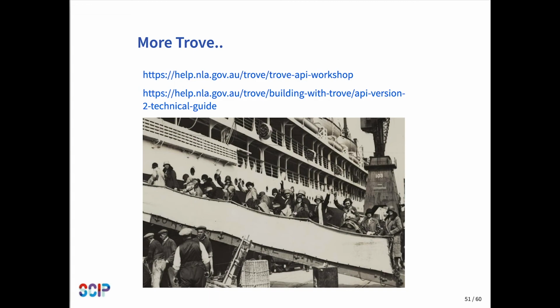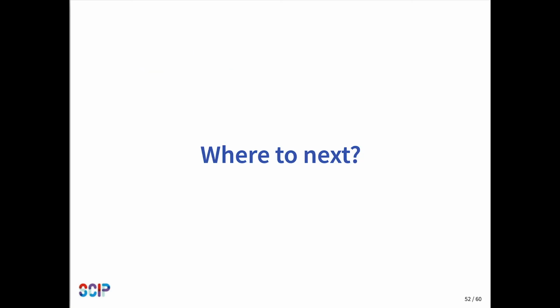If you're interested in delving a little bit deeper into Trove, I would suggest having a look at these links. The Trove API workshop goes through in far greater detail than I've covered some of the parameters and query strings you can put together to query Trove, and obviously the API technical guide goes through in detail as well. So where to next?